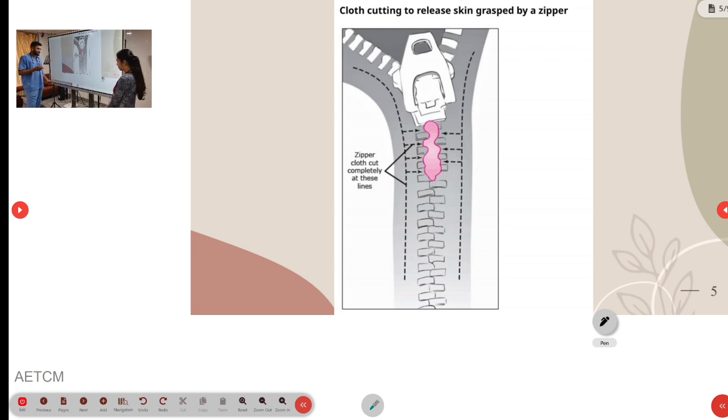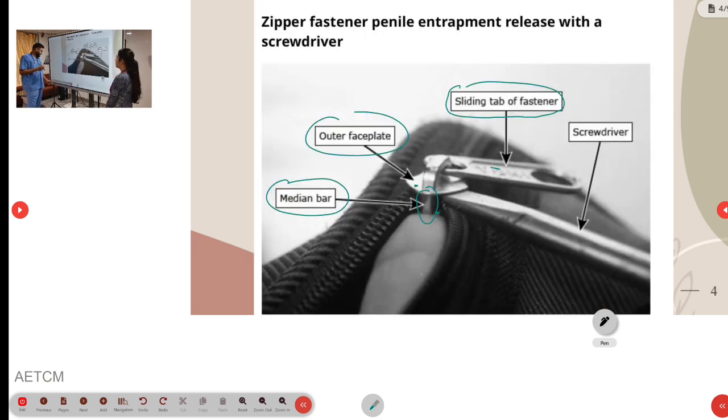Then local infiltration, as we said, with lignocaine. If a patient comes with severe pain, this is an injection. Other than injections, do you have any other way? We can give oral analgesics, or IV analgesics such as paracetamol, or opioids, or mild procedural sedation. If the patient is anxious or not cooperating for the procedure, mild procedural sedation can be given.